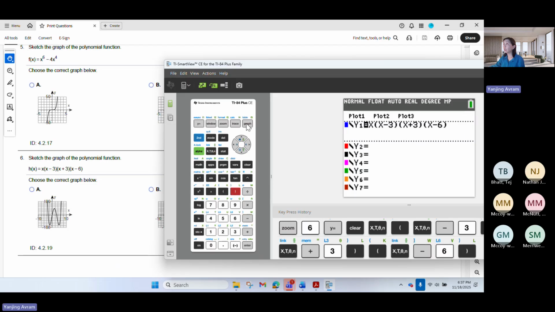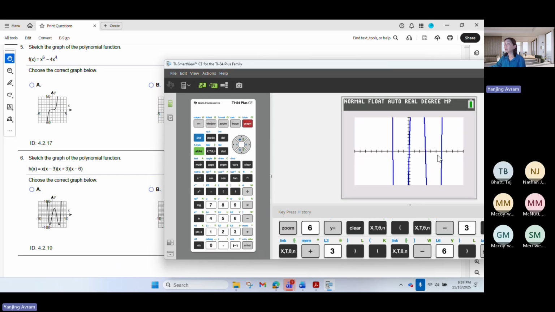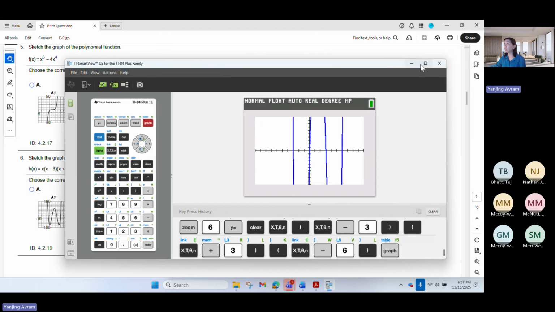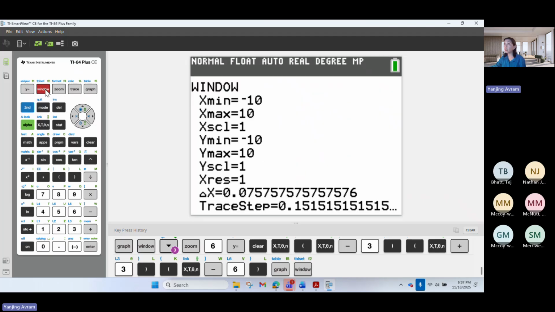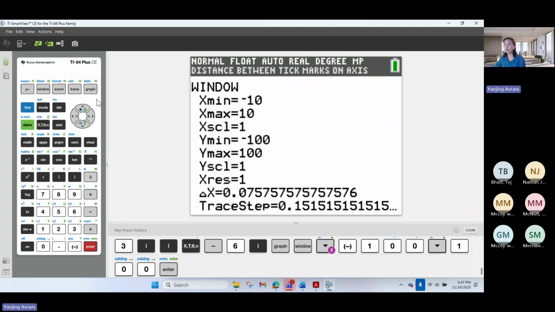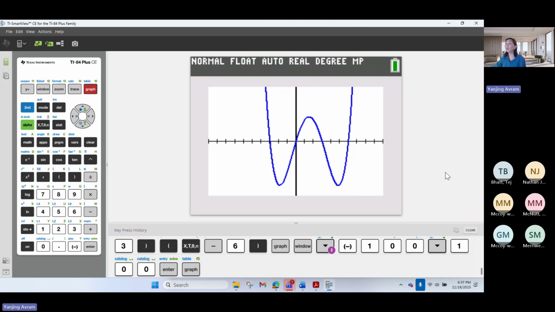All right, so you have this whole thing, how it looks in here. It doesn't look that pretty, so you can adjust the window a little bit. Maybe I will let my minimum be negative 100 and the maximum be 100. Hopefully this will help. All right, the graph will look much prettier that way.